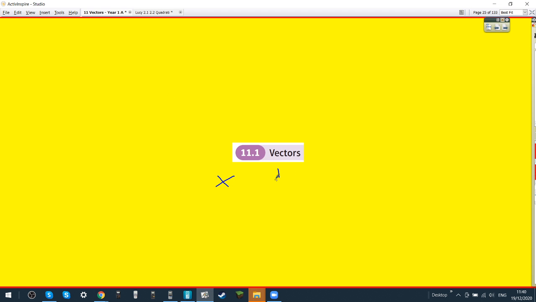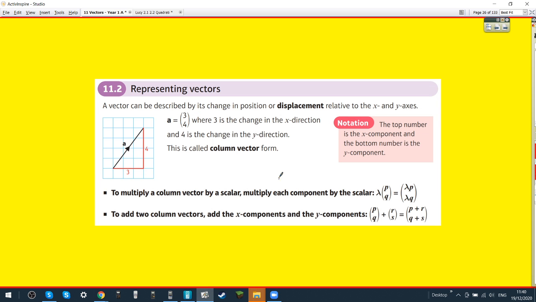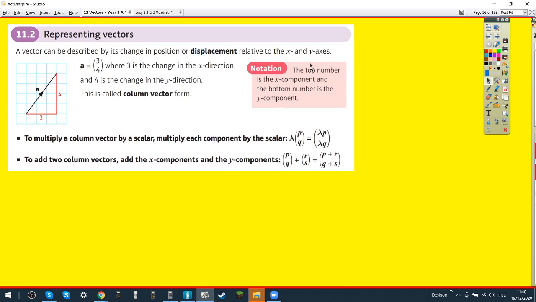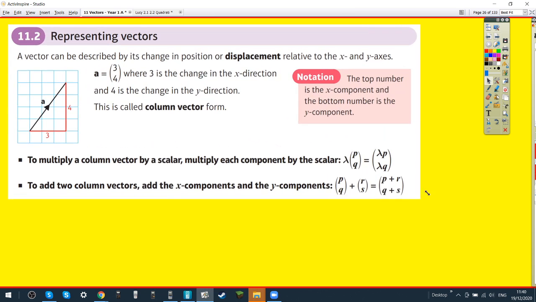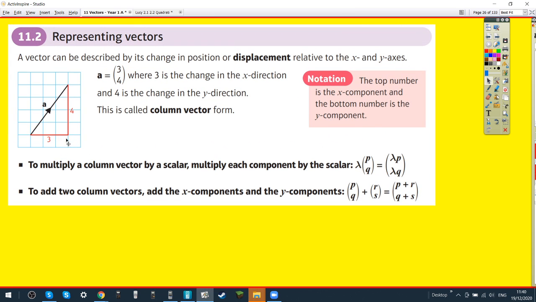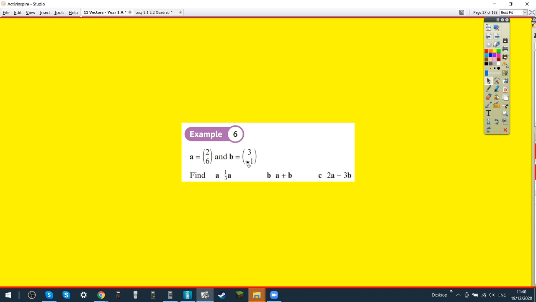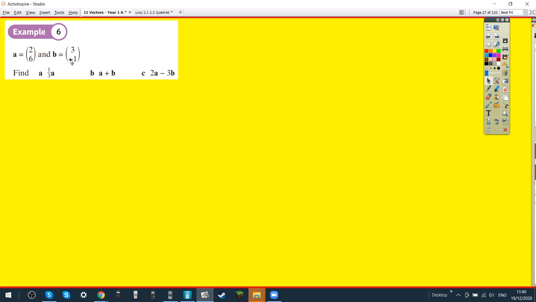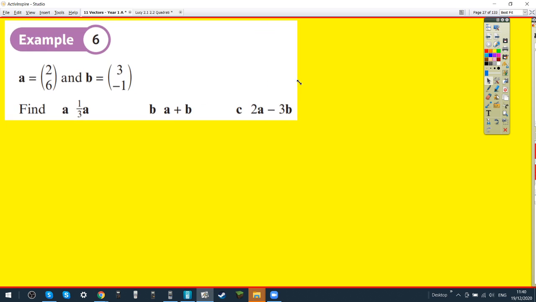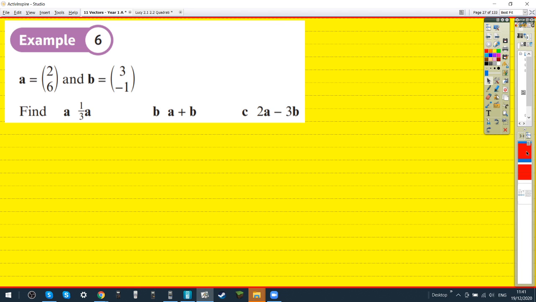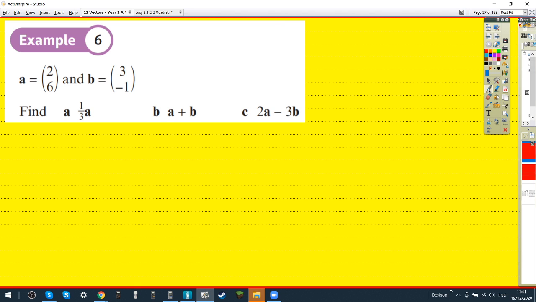Okay, a half or tick? Probably between a tick and a half. I don't like vectors. Let's see, column notation. Now they're bringing in the numbers. So this vector is 3 to the right, 4 up. Let's give this a go. A is 2 right, 6 up. What is a third of A?